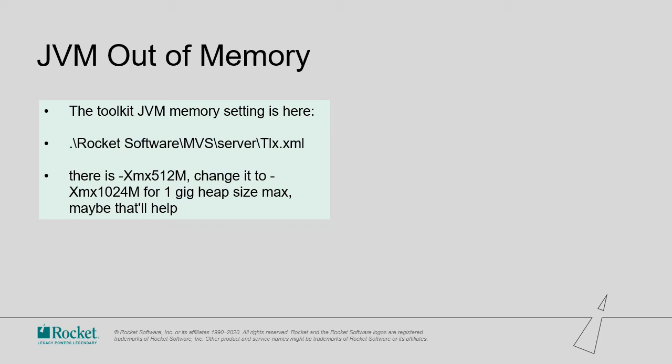-Xmx512m setting and change it to 1024. This will increase the JVM's heap size from half a gig to a gig. After changing this, make sure you restart the toolkit server.